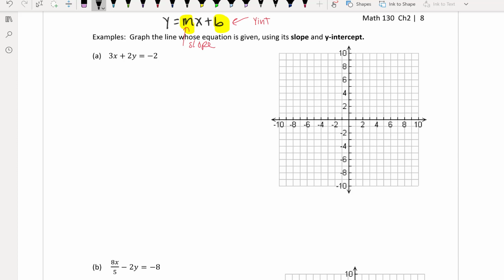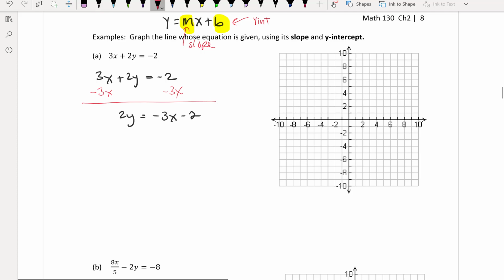So my goal is to isolate the y variable. If I have 3x plus 2y is equal to negative 2, I'm going to subtract 3x from both sides, so that 2y is equal to negative 3x minus 2. Now I'm going to divide each side by 2, so that y is equal to 3/2 x minus 1.